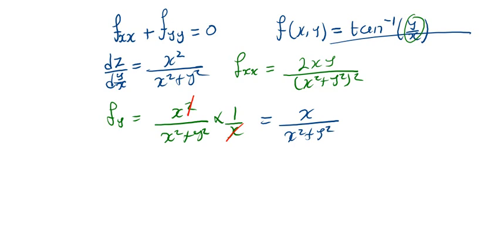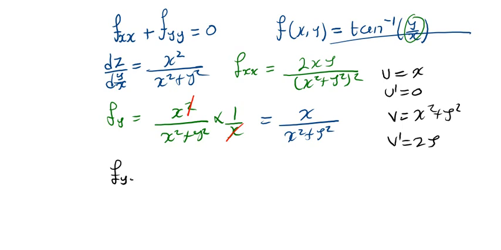So now, all the same, you can still use the quotient rule here, because that's the first partial derivative. So you can now come up with your second partial derivative. You can say u, which is our numerator, is equals to x, meaning our u prime is going to be 0. Why is it 0? Because I'm differentiating with respect to y, so I'm treating x as a constant. Our v is still the denominator, which is x squared plus y squared, meaning our v prime is going to be 2y.